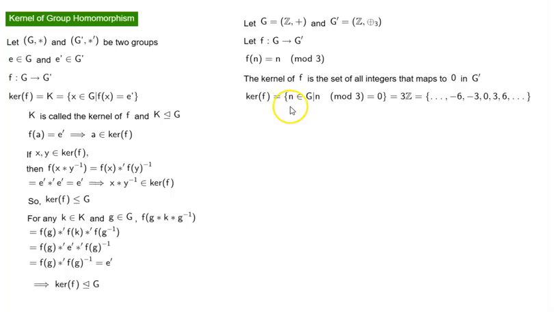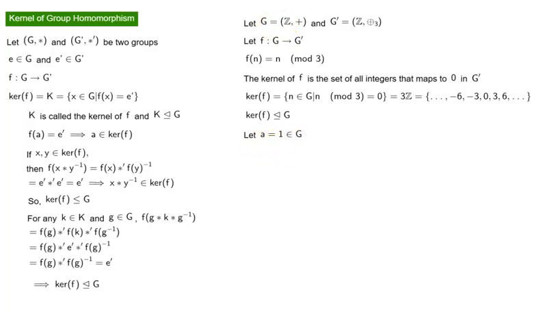So kernel of f is equal to the set of elements in G where n mod 3 is equal to 0, which is 3Z. All multiples of 3 will leave a remainder 0. And we can write it in the set form like this. So kernel of f is a normal subgroup of G. So that means 3Z is a normal subgroup of Z.